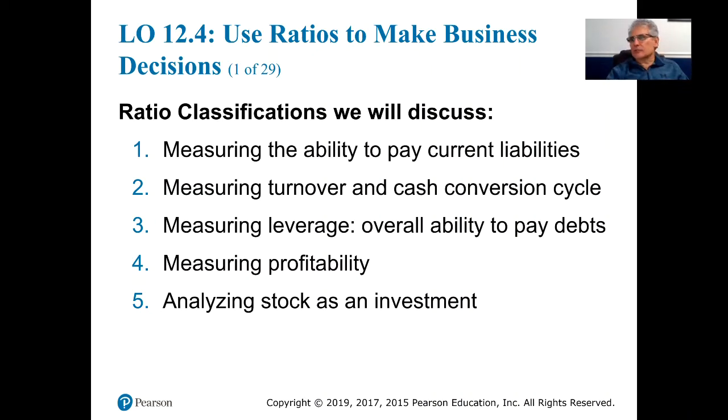Let's head on back to slide 22. Slide 22 shows the classifications of what we're discussing. We already discussed number one, measuring the ability to pay current liabilities. That's the working capital, the current ratio, and the quick ratio. And we just finished up looking at turnover and cash conversion cycle. The next classification is overall ability to pay debts, leverage.